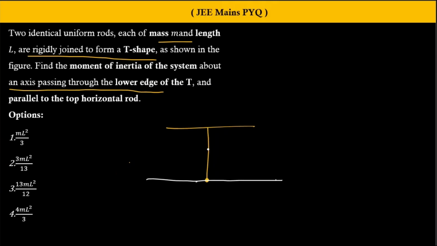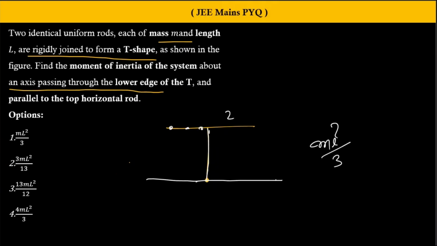अब देखो इसके अराउंड मोमेंट ऑफ इनर्शिया इस रॉड का कितना होने वाला है? This axis is passing through its one end, and that will be equal to ml square by 3. Okay. Even if this line is lying in the plane of this rod, then also it will be ml square by 3. And second rod के लिए क्या होगा?